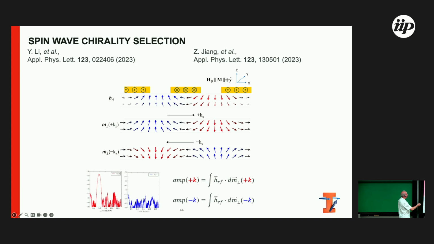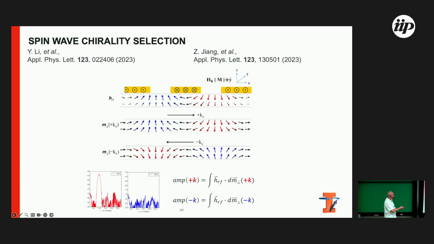But if the mode travels in the opposite direction, then what you see here is if the in-plane magnetization component is aligned with the applied magnetic field, the out-of-plane is actually opposite to the field from the antenna. And so what happens here is that the coupling of the in-plane magnetization is exactly cancelled out by the coupling to the out-of-plane magnetization.